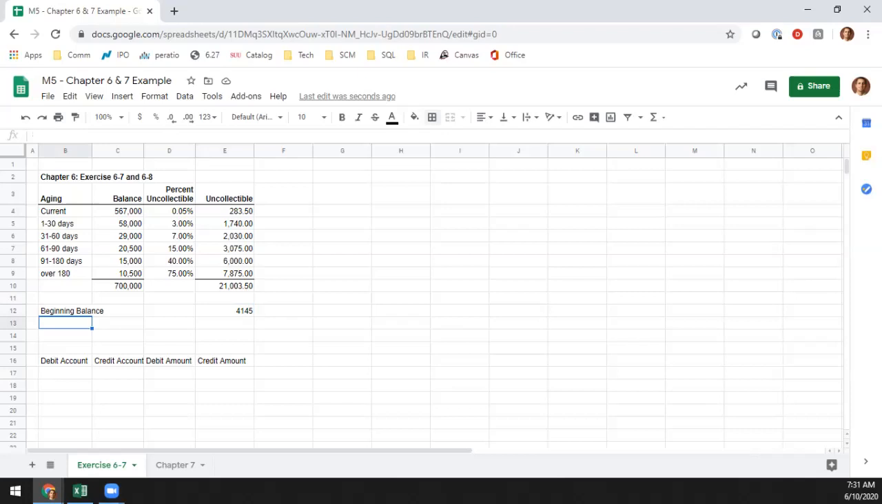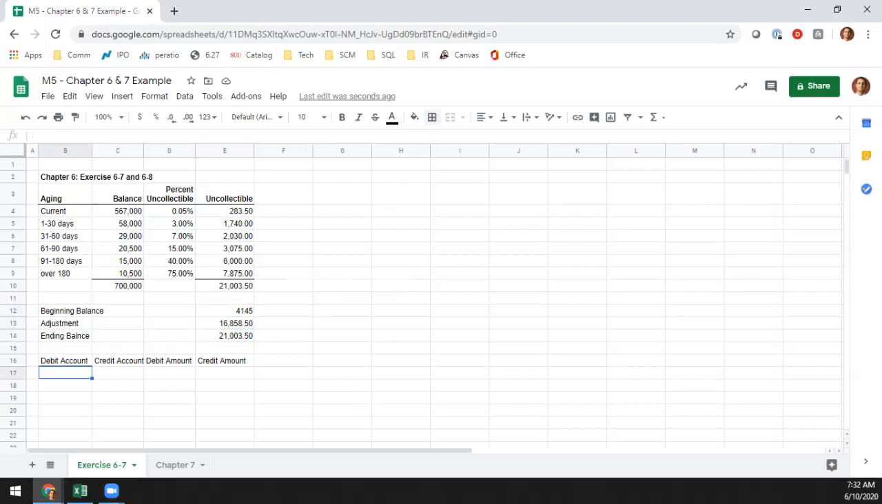Okay, we have our adjustment and we have our ending balance. Okay, and our ending balance we know is what we just calculated here as uncollectible. Okay. So what does our adjustment have to be? It's going to be our ending balance less our balance that already exists in that account. Okay, so here is our adjustment amount.